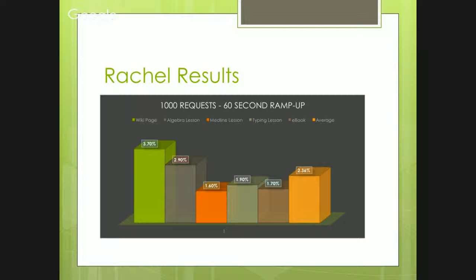So what we're looking at here is just a simple wiki page. If I were to go to Rachel's website, the first thing that comes up is options about Wikipedia and what I want to look at, whether it be geography, history, all these different things. And then there's algebra lessons, medical lessons, typing lessons, ebooks that you can read, all kinds of stuff. So with 1,000 requests going to it and a 60-second ramp up, meaning that over the period of 60 seconds we expect this many requests to go through. And the reason we chose 60 seconds is because if I asked all of you to go to Wikipedia right now, it wouldn't all happen within 5 seconds. It would take some time for everyone to get there.